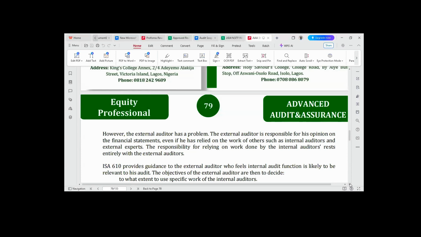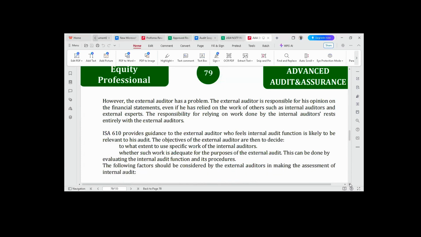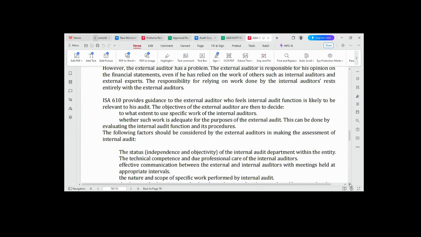functioning. All right. So before the external auditor can rely on the work of the internal auditor, the external auditor is going to evaluate the existing internal audit department. What will it do? Number one, it is going to check the what? The status of the internal audit department within the entity. What does that mean? You look at the independence and objectivity of the internal audit department.